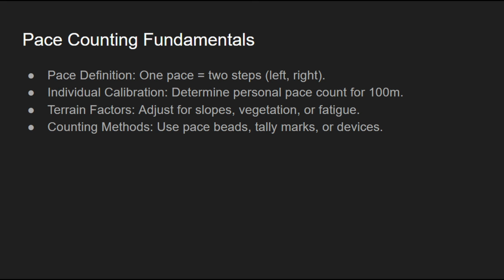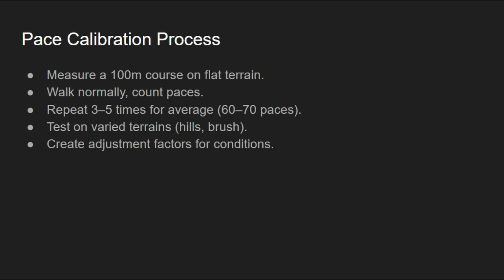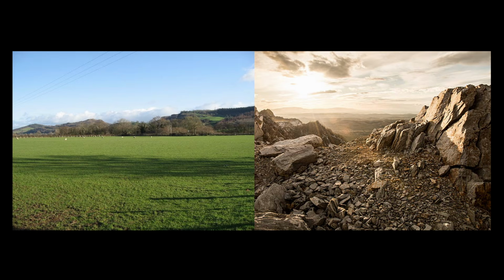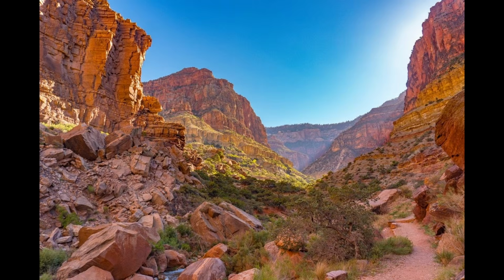You should calibrate your pace with 5 steps. Measure a 100-meter course on flat, easy terrain. Walk at your normal speed, counting your paces. Repeat 3 to 5 times to find your average pace count, typically 60 to 70 paces for about 100 meters. Test this on various terrains like hills or brush to understand the differences, and then create adjustment factors for conditions like adding paces for uphill or dense vegetation.